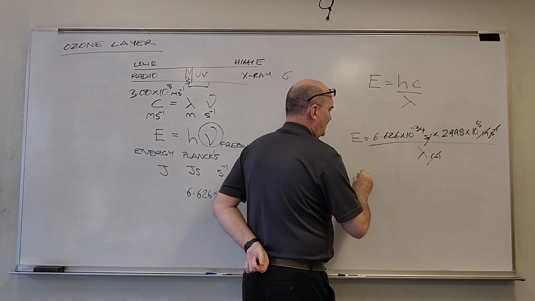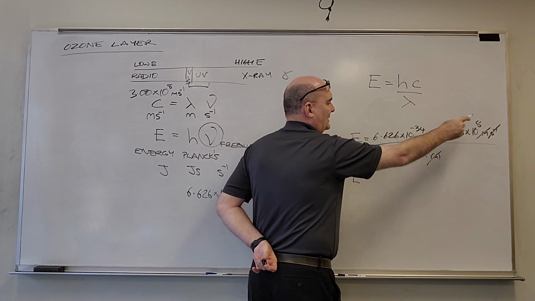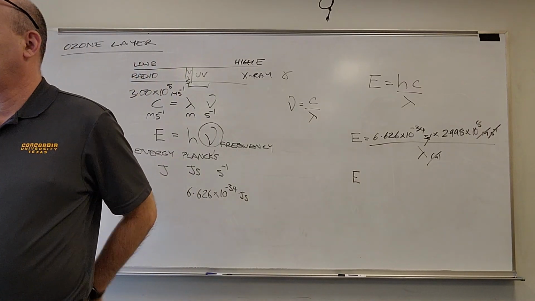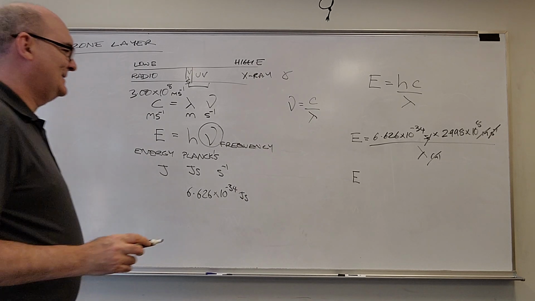What is 6.626 times 10 to the negative 34 multiplied by 2.998 times 10 to the 8? 1.9863 times 10 to the negative 25 joule meters. 1.9863 is what the book gave.